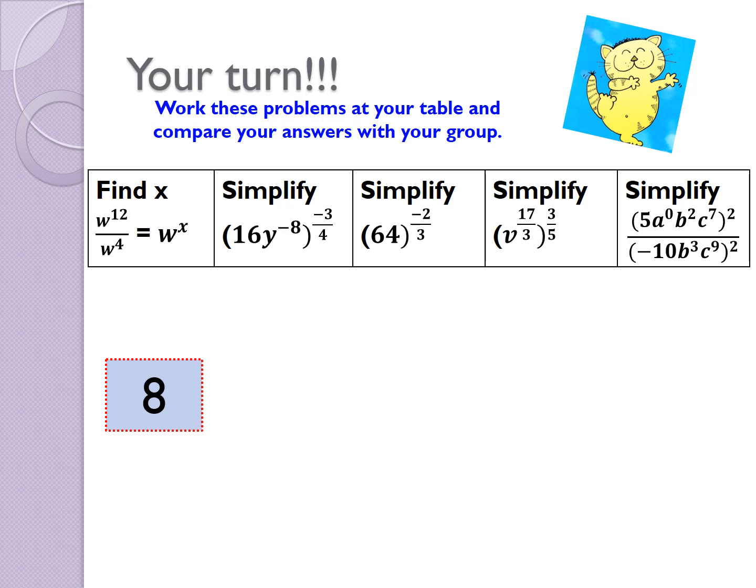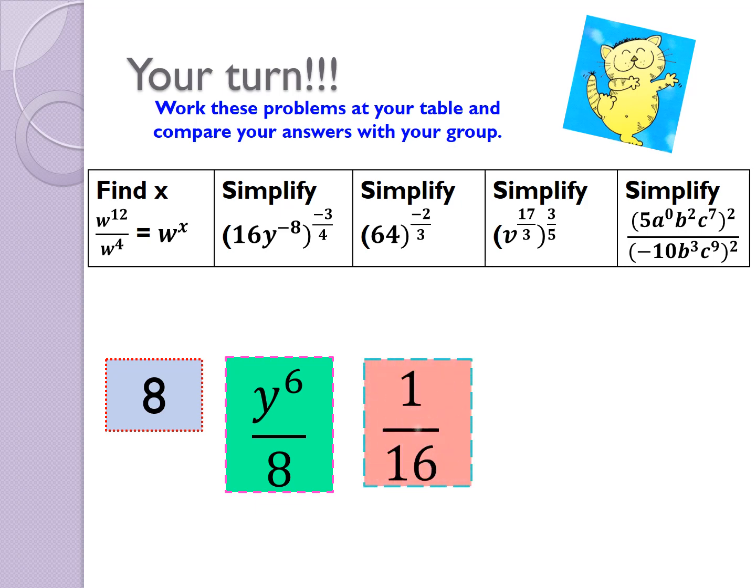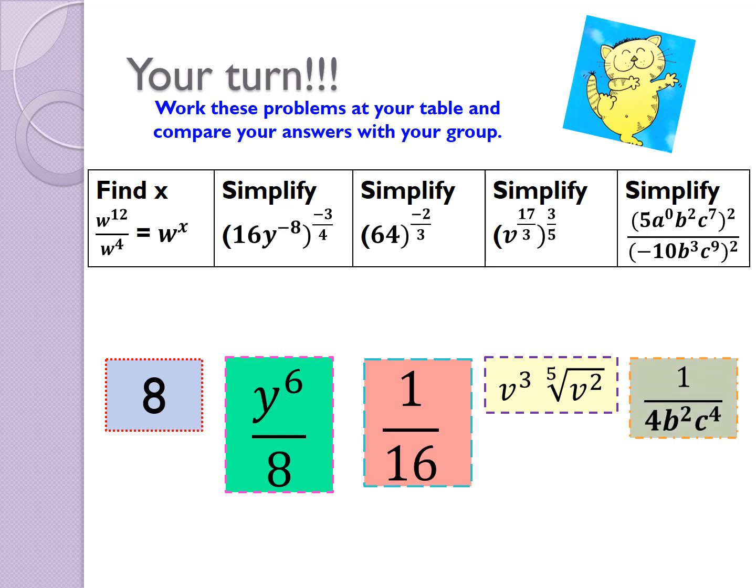So on the first one, I got x is equal to 8. Second example, I got y to the 6th over 8. Third example, I got 1 over 16. Fourth example, I got v cubed times the 5th root of v squared. Now that one I will go over, and I'll show you how we did that. And then the simplification one, I got 1 over 4b squared c to the 4th. So again, this is slide 9. So at the end of this video, I do have these problems worked out.